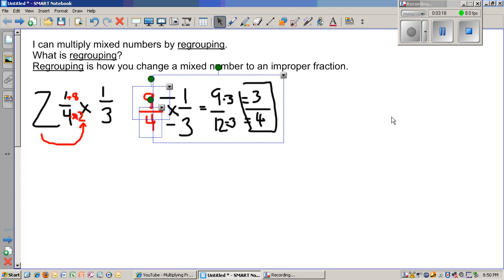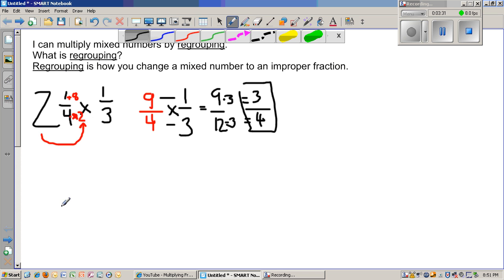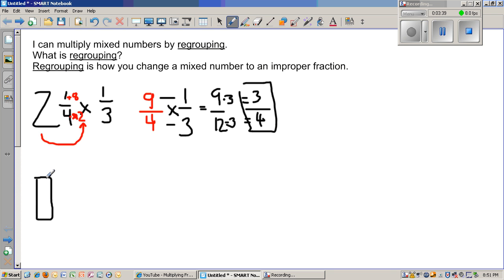Okay. So let's see if we can. Maybe we can draw a picture of this because we learned how to draw a picture of this yesterday as well. Okay. So hang with me. We're going to take this 2 and 1/4, and instead of regrouping it, we can draw a picture, right? So this would be 1. This would be 2. This would be 3. This would be 4, okay? Now don't forget we're drawing fourths, okay? Because that's our common denominator, all right?